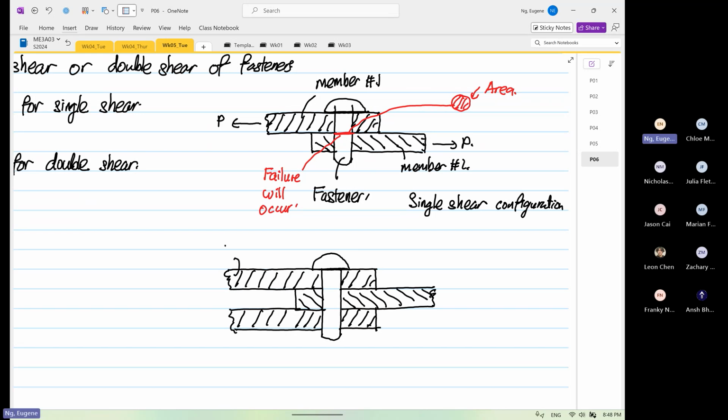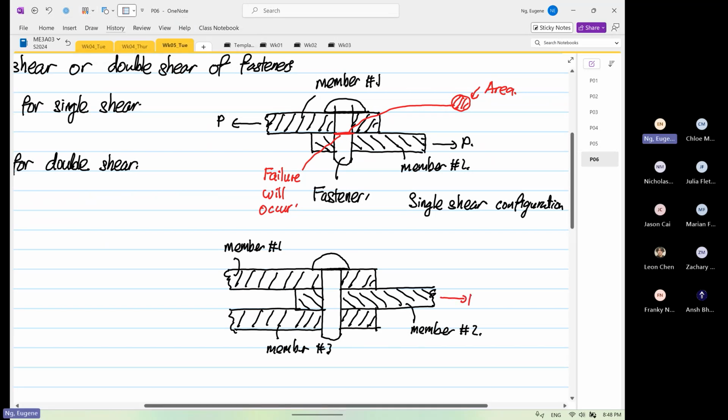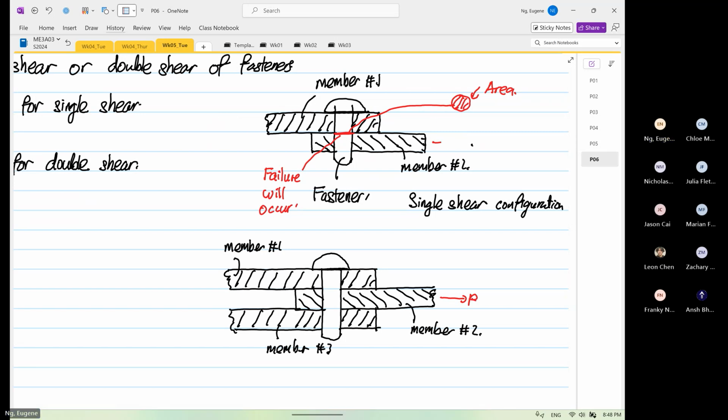So this is member number 1. You have your member number 2. And then you have your member number 3. And then we have our loads that's applied. So we have P. I do apologize, I should make this red. So over the other side over there, this is P over 2. So it will be at its equivalent.